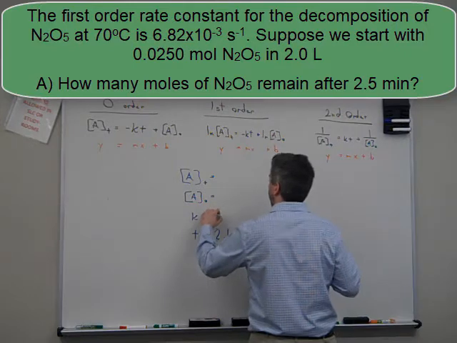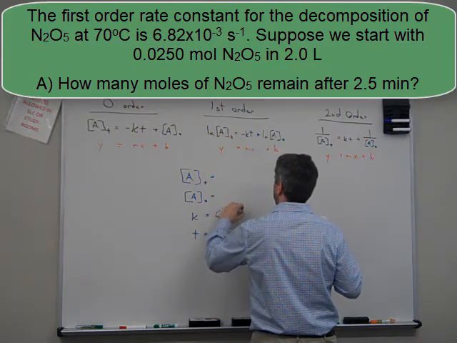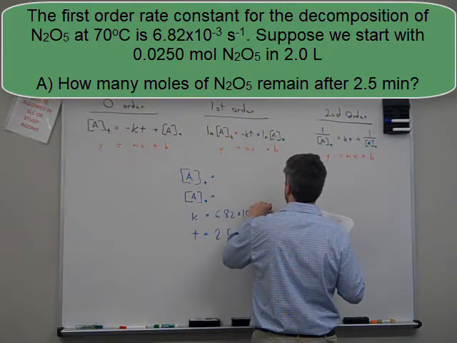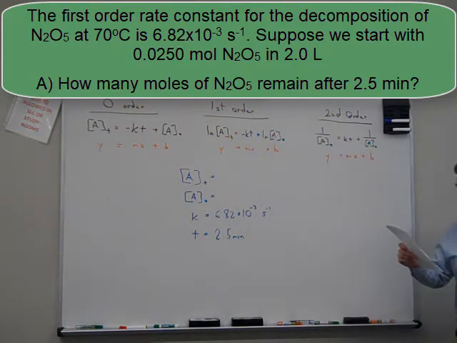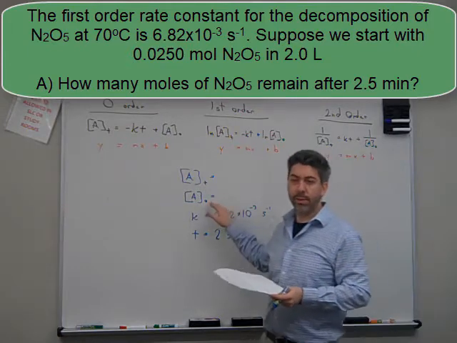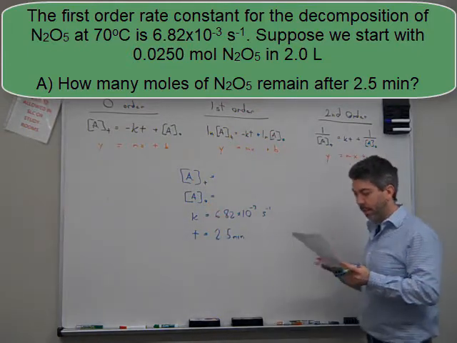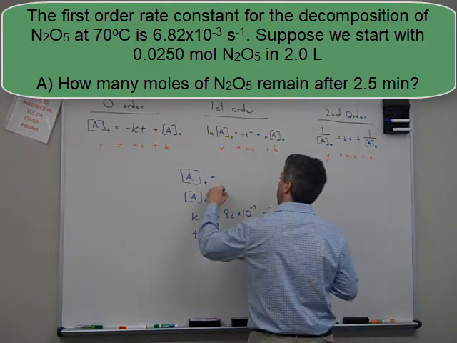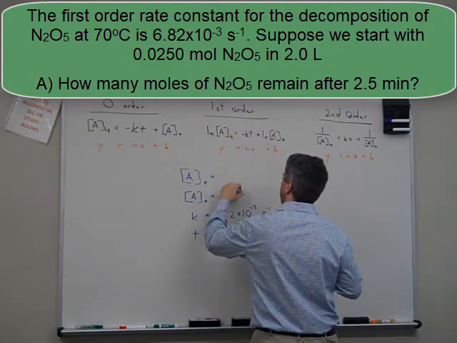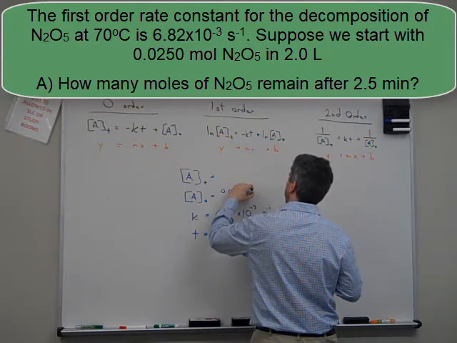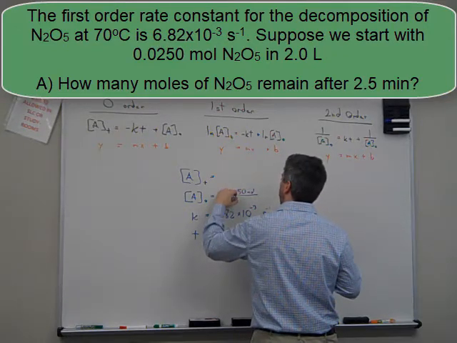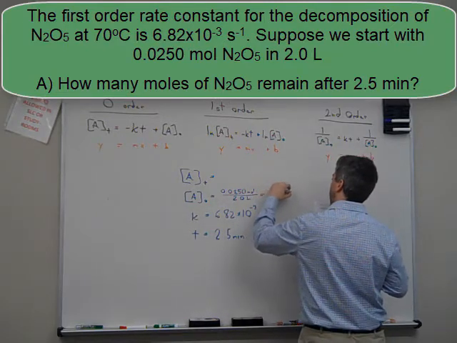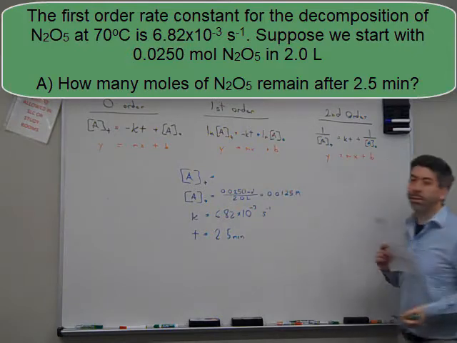What's the value of k here? 6.82 times 10 to the negative third. And also make sure you write the unit, seconds to the negative 1. Now what's my initial concentration? Does it give me that? 0.025 mole. Close. It's 0.0250 moles per 2 liters. So that's actually going to be 0.0125 molarity.